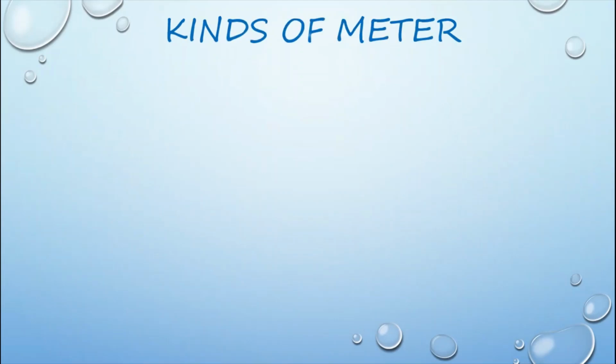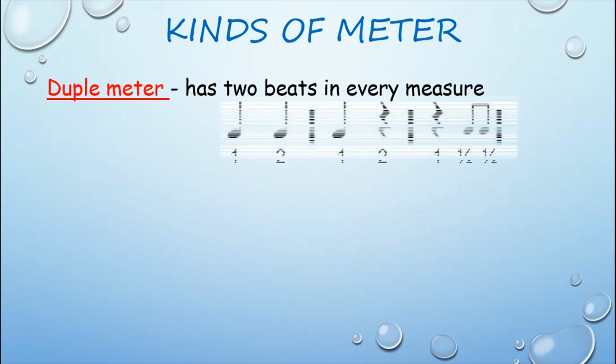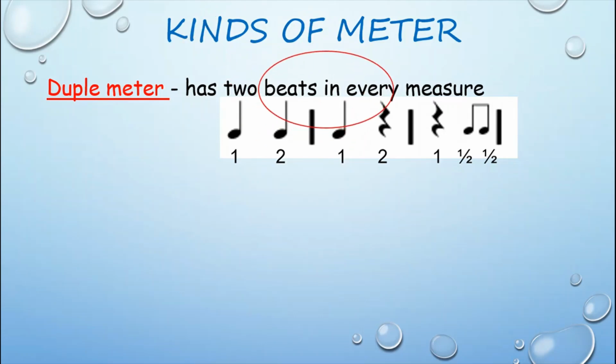We call the kinds of meter. Ito yung kinds of meter. We have the double meter, which has 2 beats in every measure. Ito yung 2/4 natin, yung pinaliwanag kanina ng teacher. Pag may 1, 2 or 2 beats lang, we call it a double meter. Pag double meter, 1, 2, 1, 2, 1, 2.